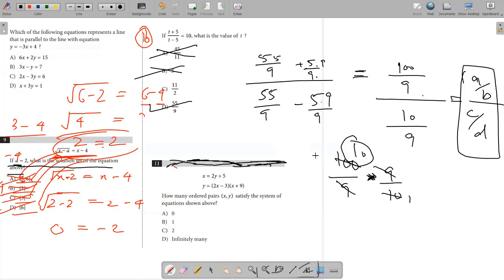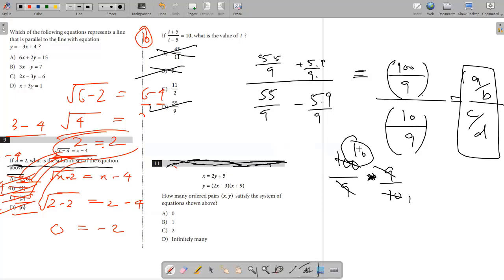Like the first fraction on the top, 100 divided by 9, and then 10 divided by 9. So what are you doing? Can you tell me again? I could subtract 100 divided by 9 minus 10 minus 9.